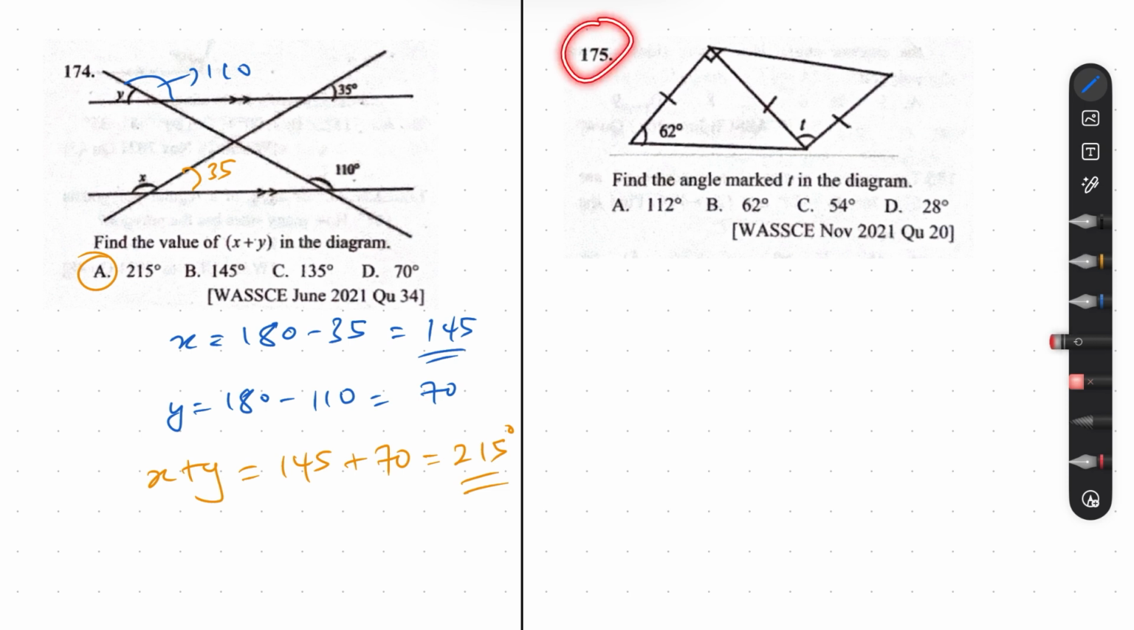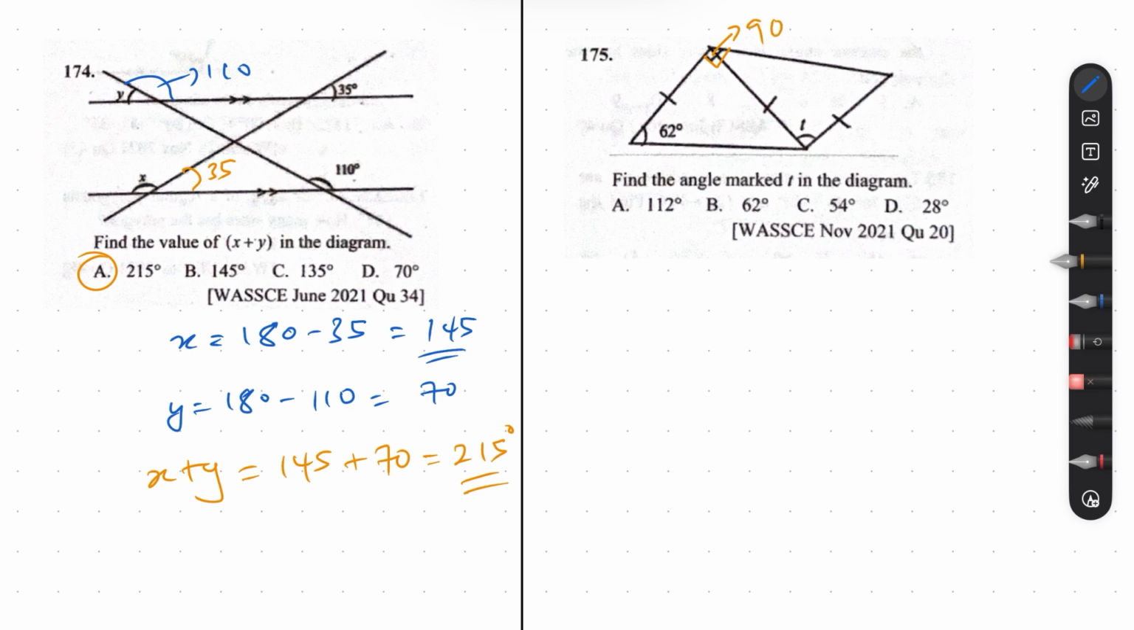Cool. The question says find the angle marked T in the diagram. Now, we've been given that this is a right angle. Okay, this whole angle here is a right angle. So that means that angle is 90. Okay, so this angle here is 90.